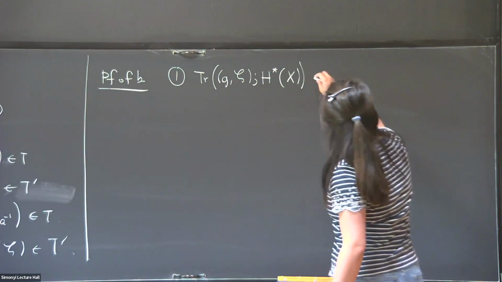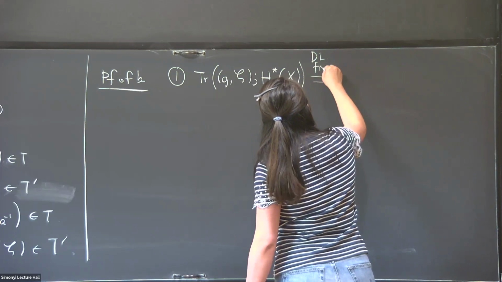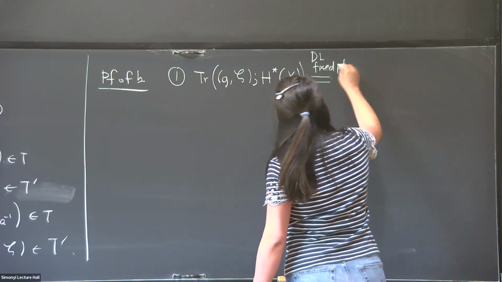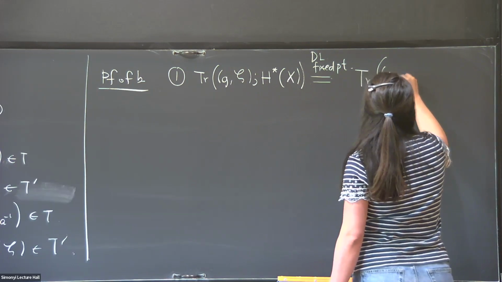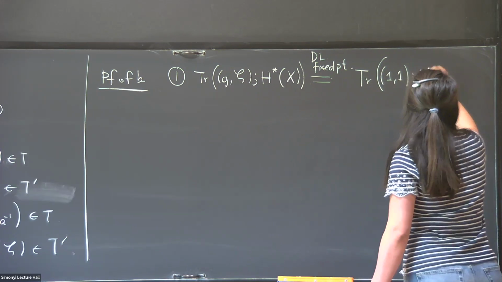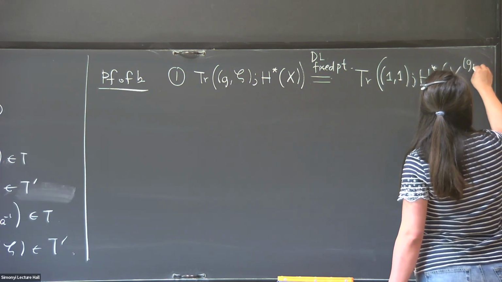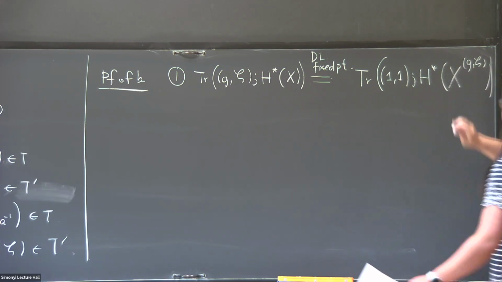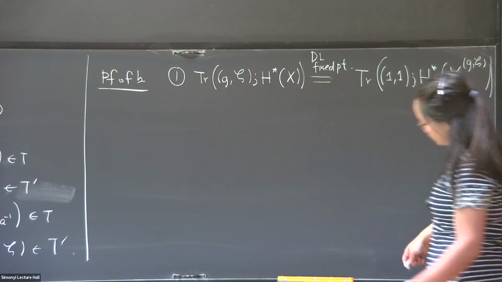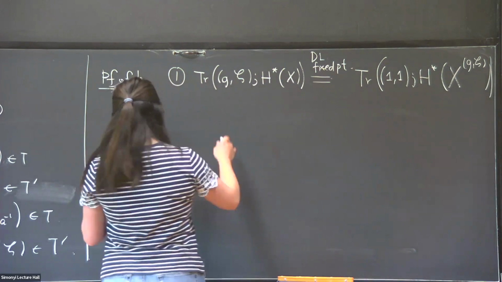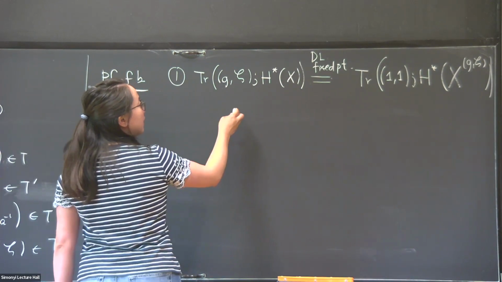And so what the Deligne-Lusztig fixed point formula tells us is that this number is the same as the action of simply the identity on the fixed points of X by this G comma zeta. Okay, great.